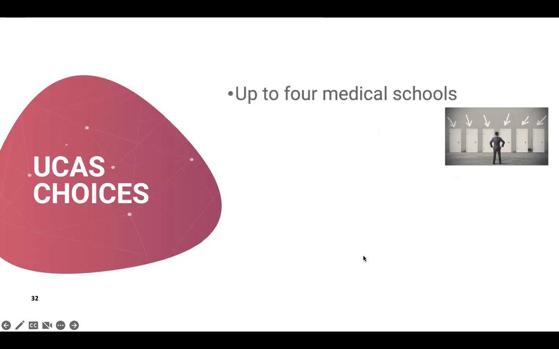Okay, UCAS choices. For UCAS, you can apply to 4 medical schools. The last choice has to be a non-medical choice. That can be something like biochemistry, biomedical sciences, chemistry, or whatever it is. But it has to be science related, and it can't be medicine.